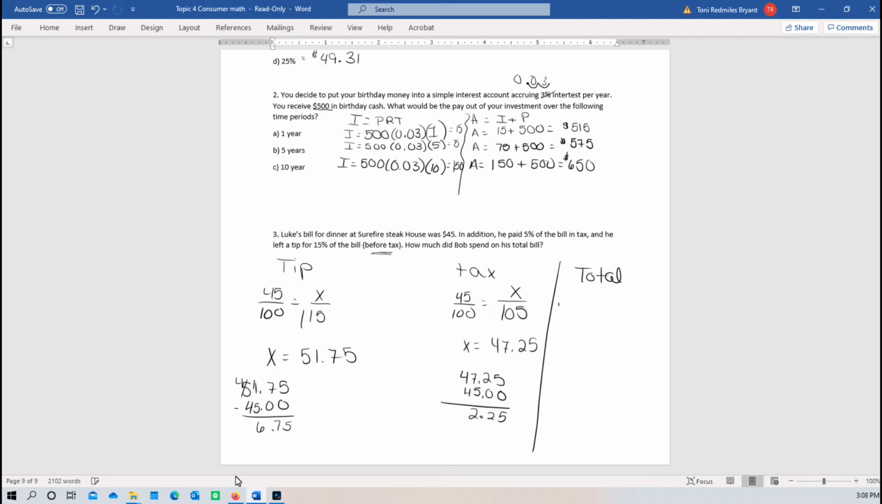So now let's do our total bill. First, cost of meal. Second, tip. Third, tax. All right, add it all up. I'm going to get a bill of $54.